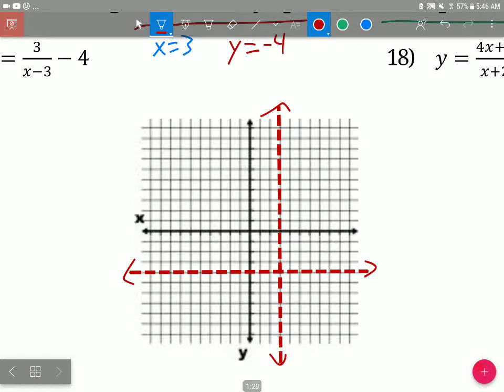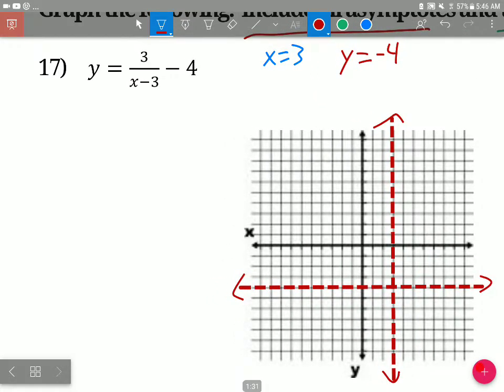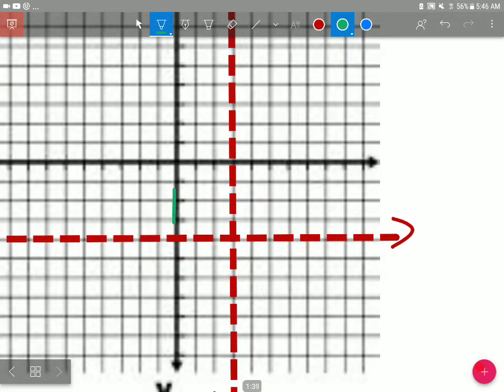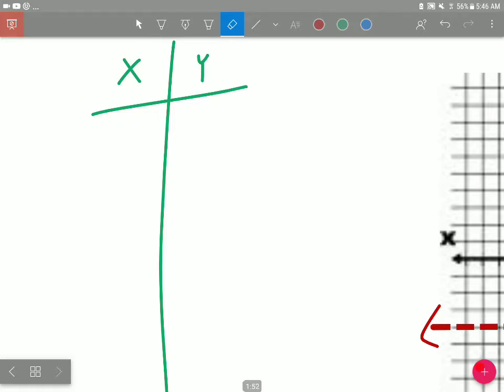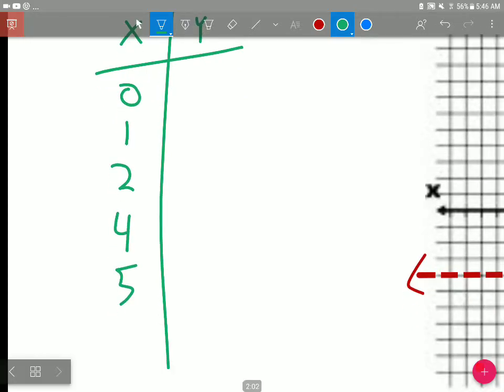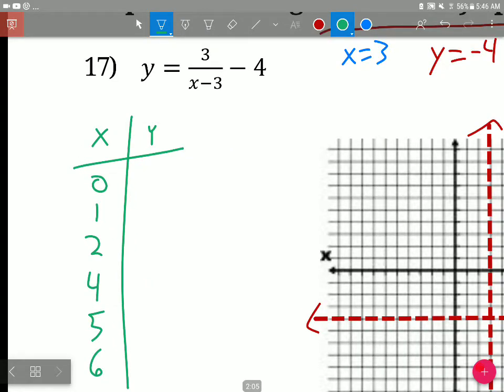And then from here, we're just going to pick points. 3 on the left, 3 on the right. X, y. I'll pick 3 on the left, so 0, 1, and 2 look great. And 4, 5, and 6 look great. Just to give myself a good idea of what the shape looks like. So 0, 1, 2, skip over the asymptote, 3, 4, 5, and 6. So we'll just plug them in.